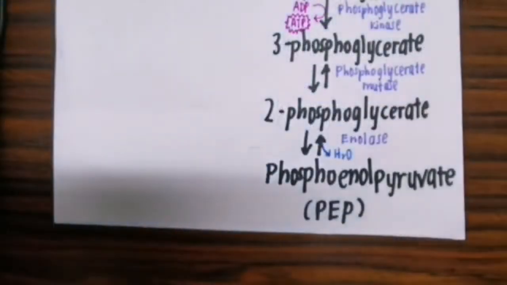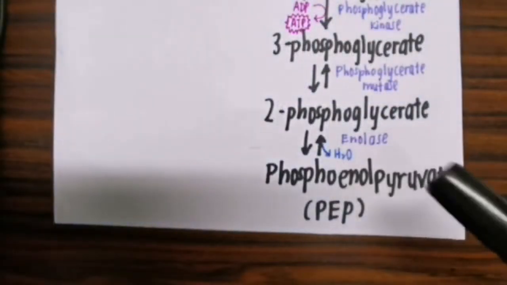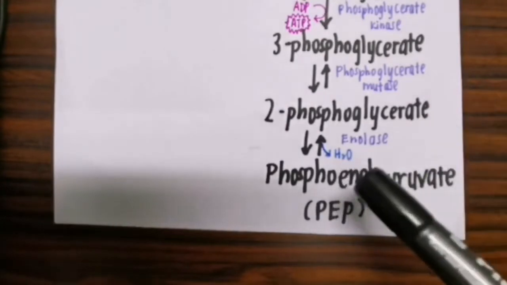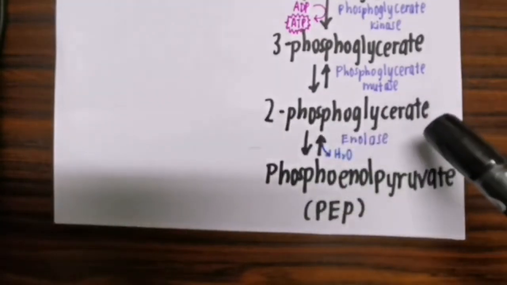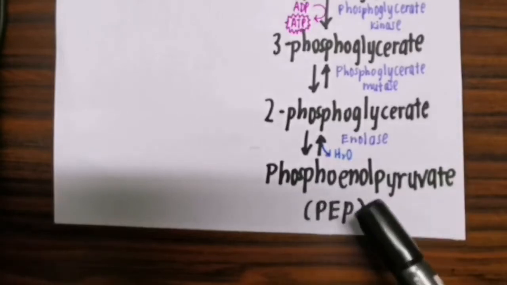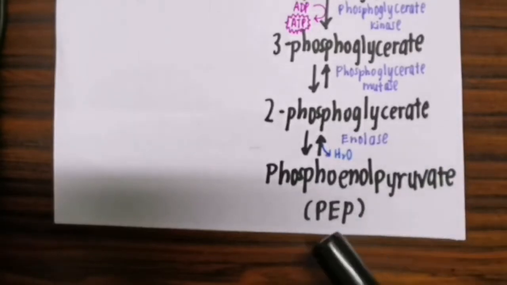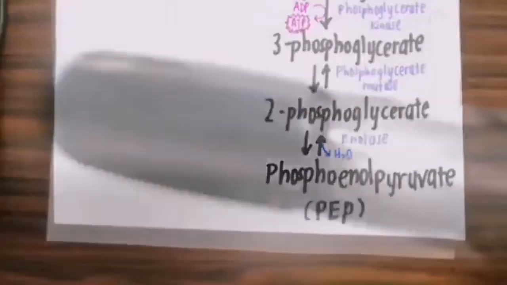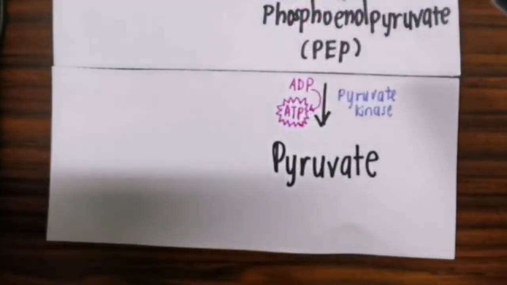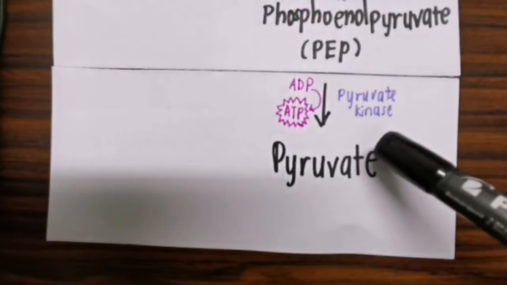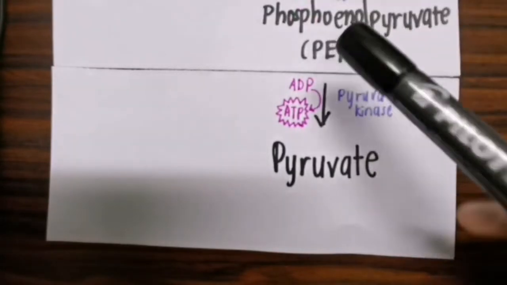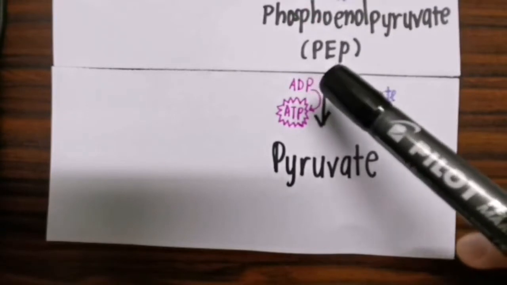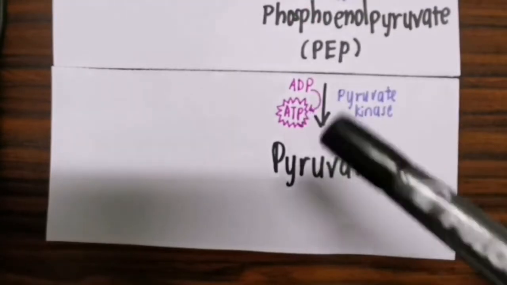Step 9 is the enzyme enolase removes a molecule of water from 2-phosphoglycerate to form phosphoenolpyruvate (PEP). The last step is the enzyme pyruvate kinase transfers a phosphate from PEP to ADP to form ATP and pyruvate.